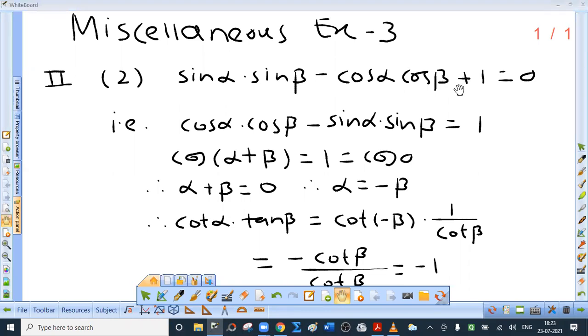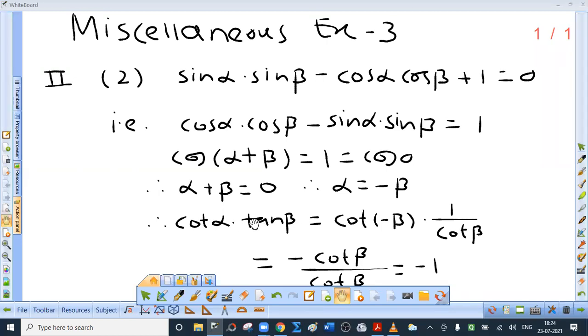If sin alpha sin beta minus cos alpha cos beta plus 1 equals 0, then prove that cot alpha into tan beta is minus 1. See, if you know standard formulae, you will immediately rearrange the terms as cos alpha cos beta minus sin alpha sin beta equals 1. This is the expansion of cos of alpha plus beta. And 1 can be replaced by cos 0. So alpha plus beta equals 0.